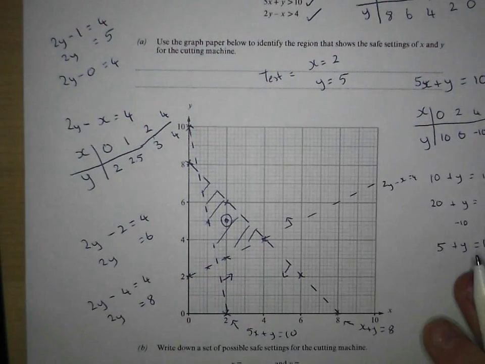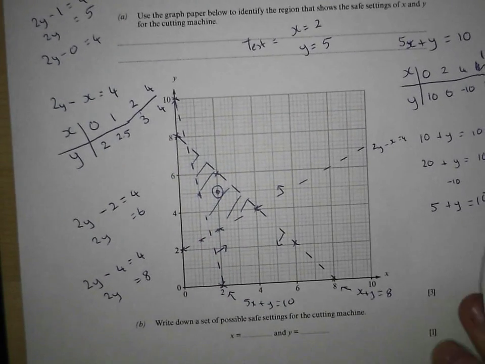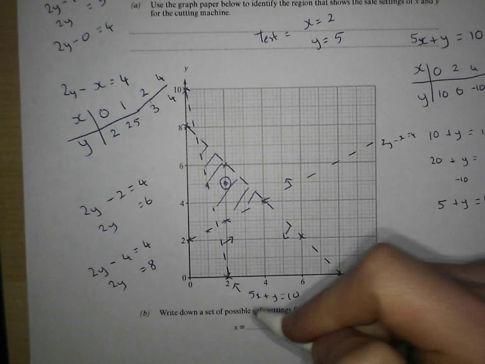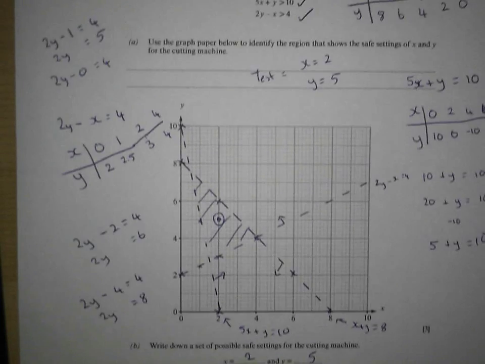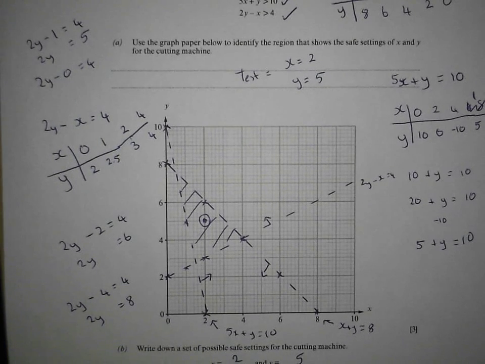And the bonus there is I've also answered this bit. Write down a set of possible safe settings when x is 2, y is 5. Done and dusted. But the key to that is always draw your points on, your lines on, using tables of values, and then worry about the shading at the end.